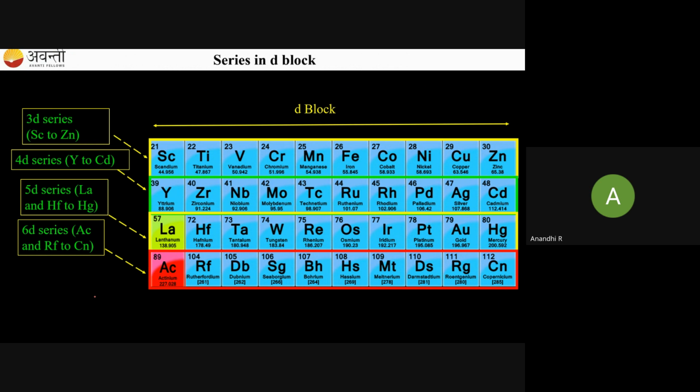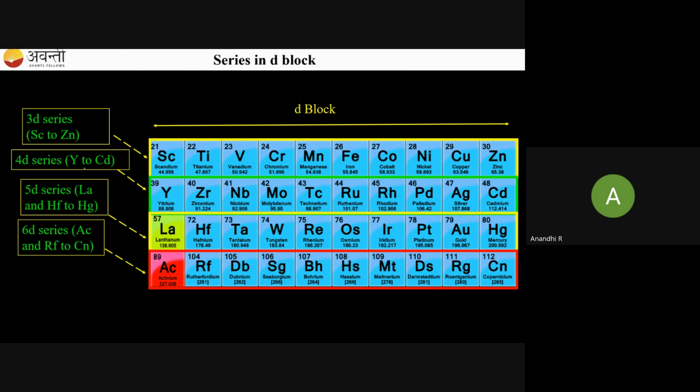So there is no 1D, 2D and all. There is no 7D also. We have 7 periods in the periodic table, but the D series starts from 3D and ends with 6D. And 3D starts from scandium till zinc.